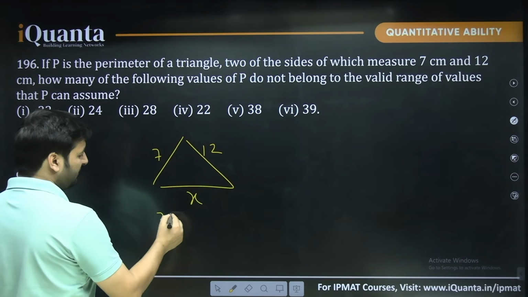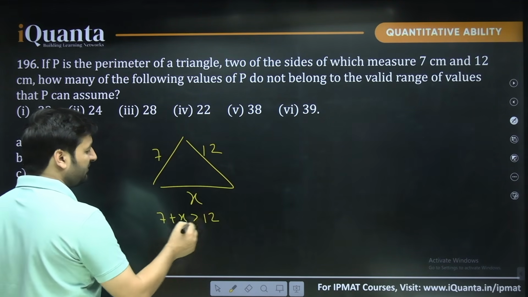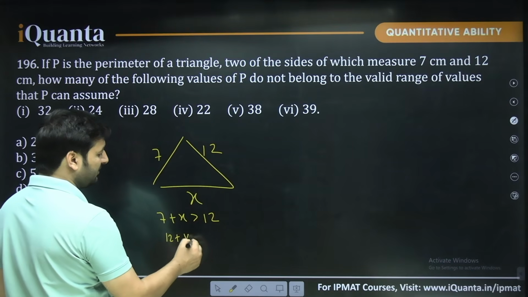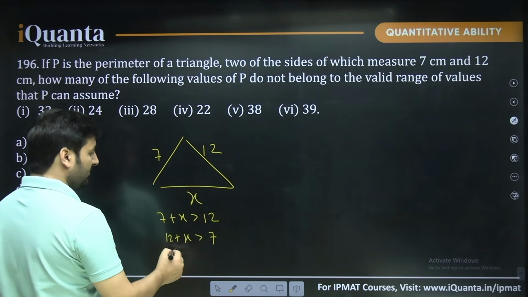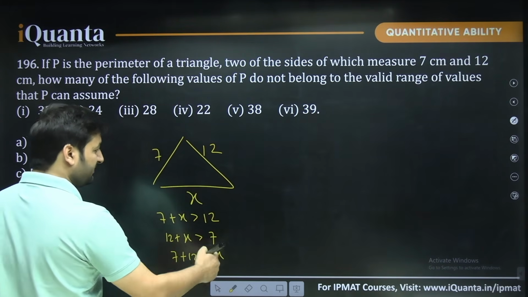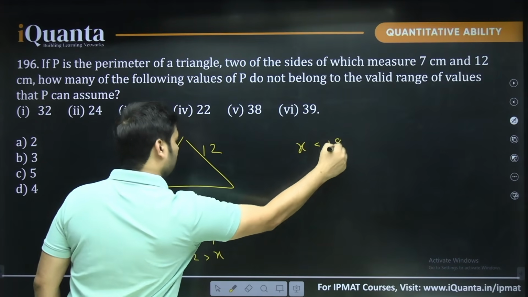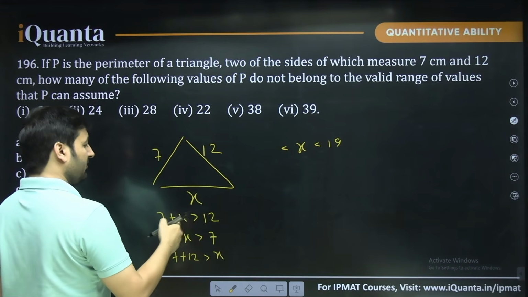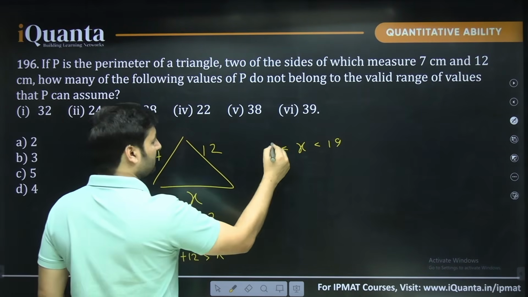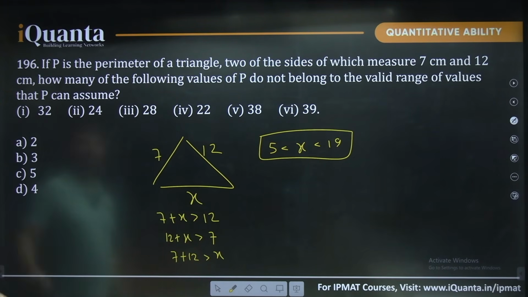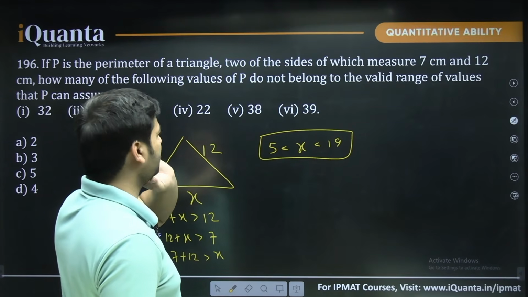So obviously, triangle inequality: the sum of any two sides of the triangle will be greater than the third side, right? So 12 plus x will be greater than 7, and 7 plus 12 will be greater than x. This gives us x less than 19, and x greater than 5. So this is the range of values that x can take. So x can take integer values, right? Okay, fine, not mentioned here, integer values.